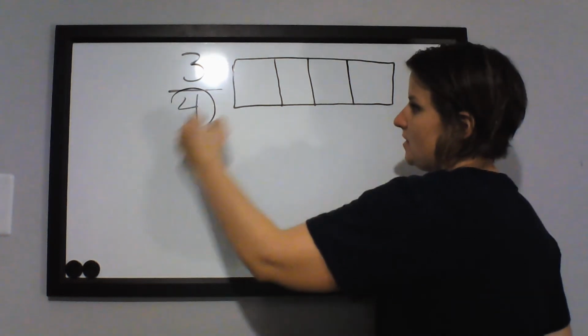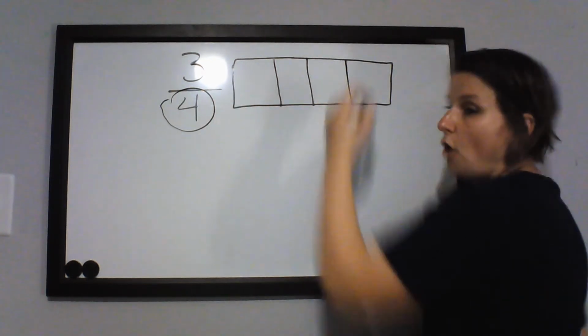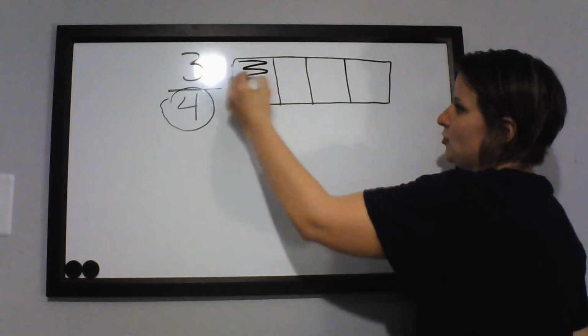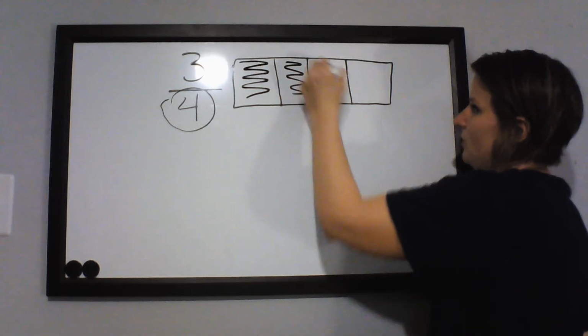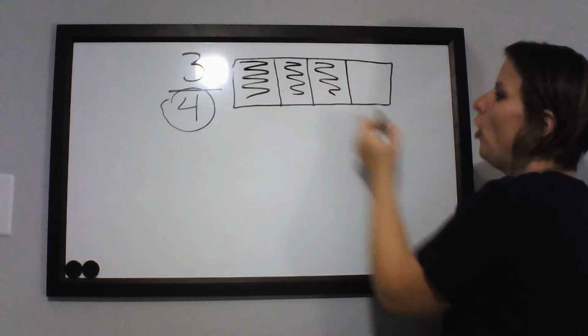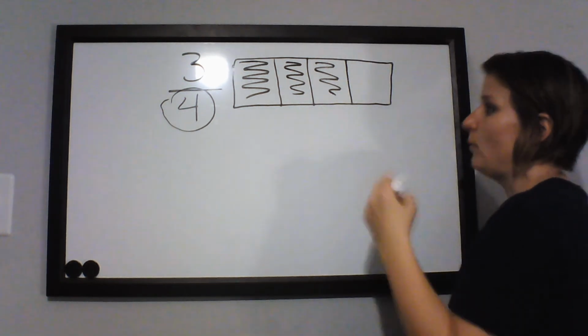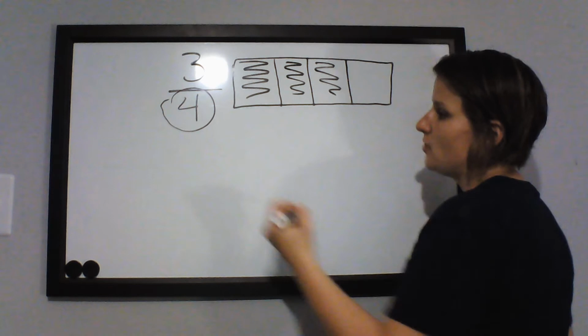Okay, so this tells you how many parts there are total, and then 3 is how many we actually have. So when you look at 3/4, it's not a whole, it's less than a whole, and 3 of the 4 is what we have.